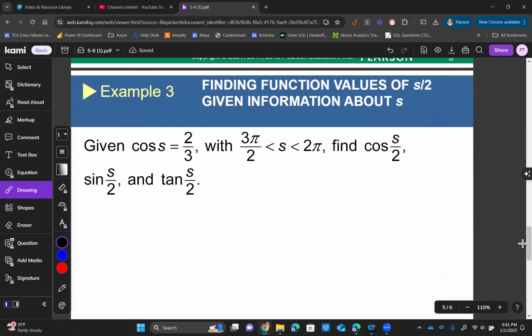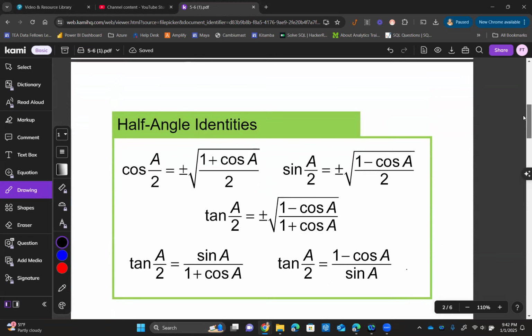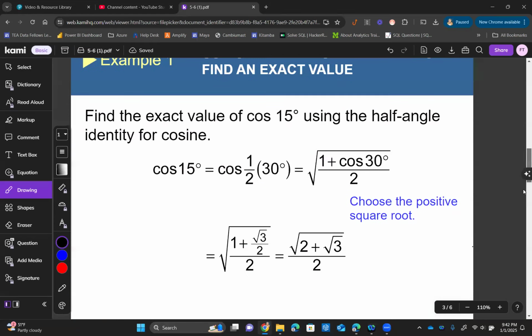Now, if we look at the last example for this section, we have cosine of S given as 2 over 3. The question says that angle S is between 3 pi over 2 and 2 pi. That makes our S a quadrant 4 angle. It is asking me to calculate cosine of S over 2, sine of S over 2, and tangent of S over 2. So we will need the formula for cosine S over 2. This is the half angle formula for cosine. If you go back to the very first slide in the lesson, its formula is the square root of (1 plus cosine A) over 2.